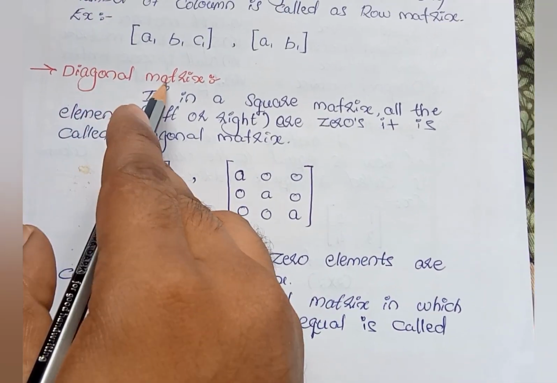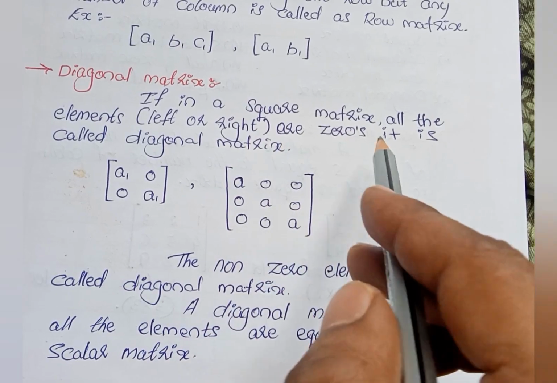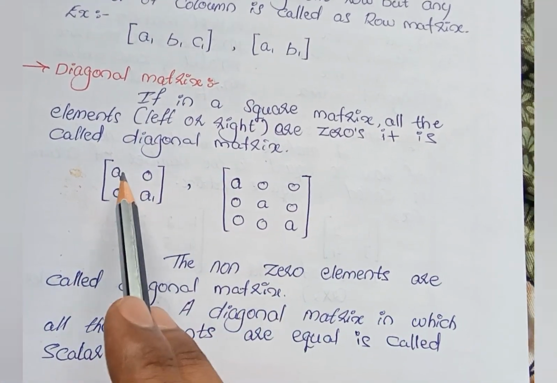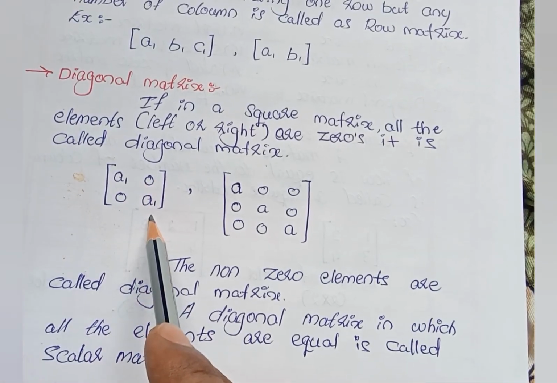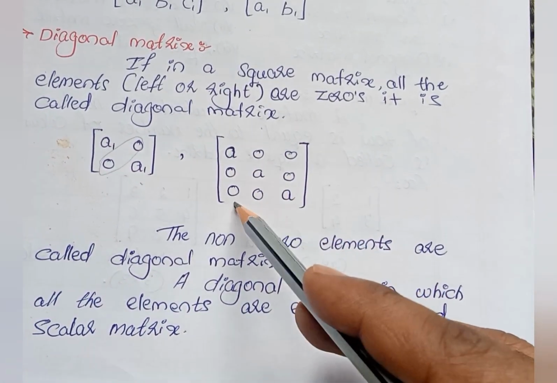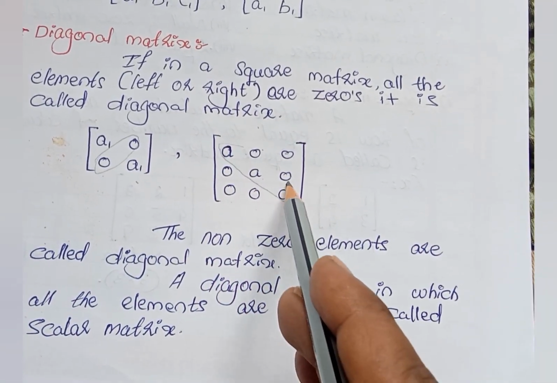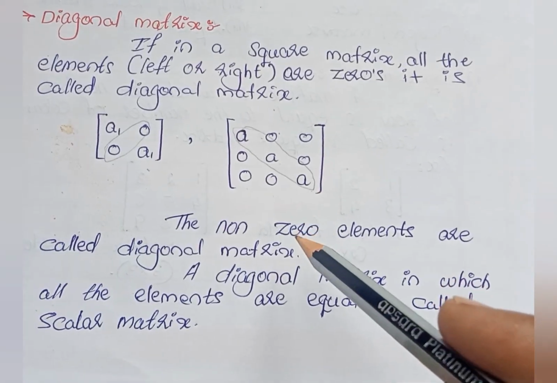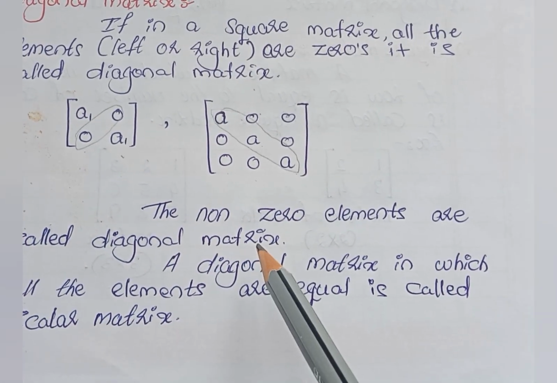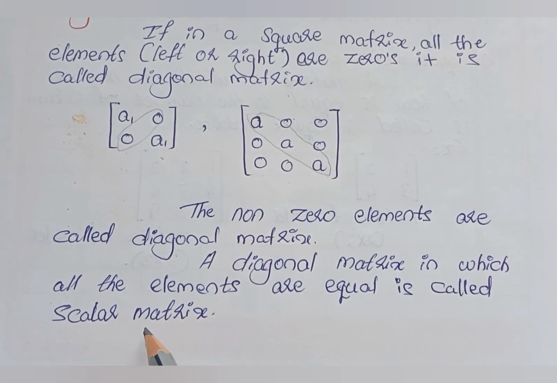So the next is the diagonal matrix. If in a square matrix, all elements to the left or right of the diagonal are zeros, it is called a diagonal matrix. For example, a 0 0 a. So this is the diagonal. In this also, a 0 0, 0 a 0, 0 0 a. So this one will be the diagonal. It is known as a diagonal matrix. The non-zero elements are on the diagonal. A diagonal matrix in which all the elements are equal is called a scalar matrix.